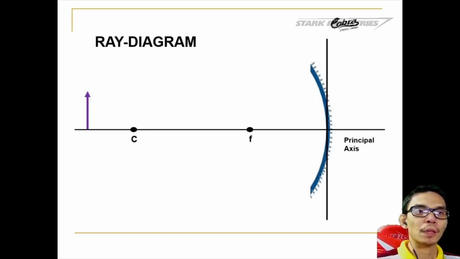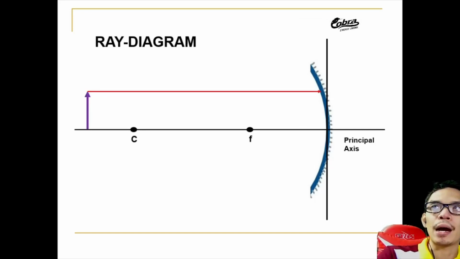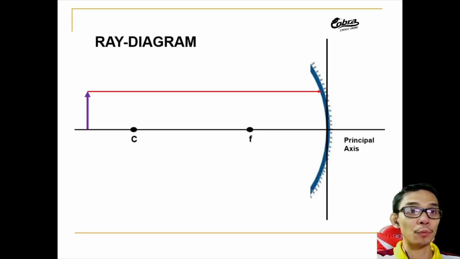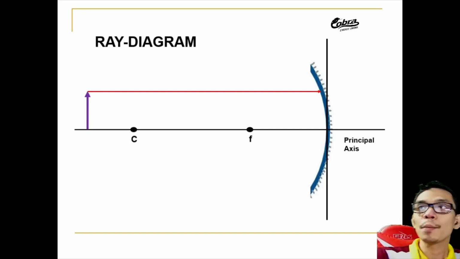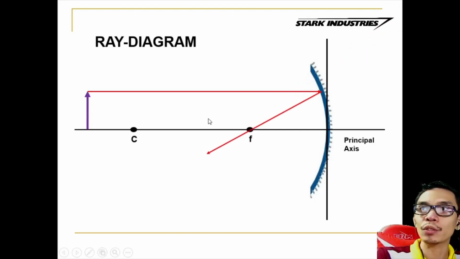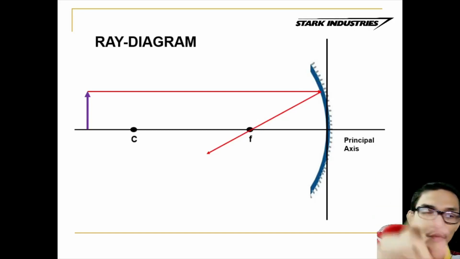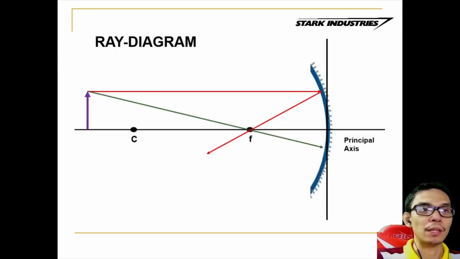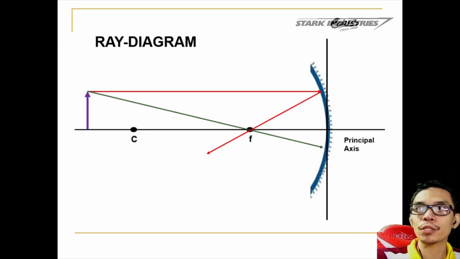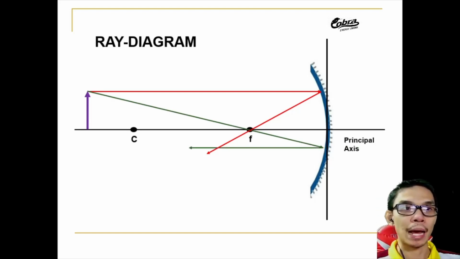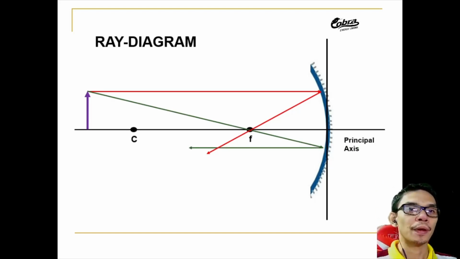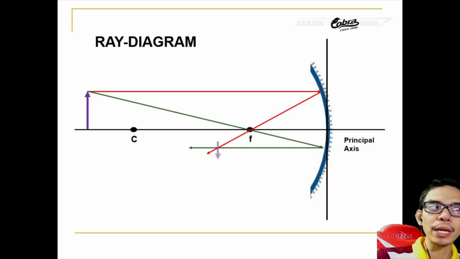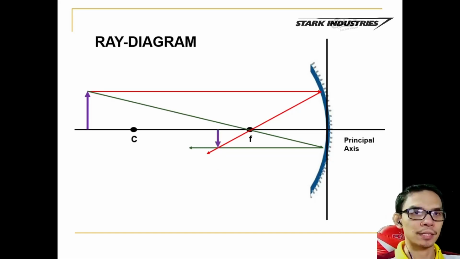Now to start our ray diagram, the first ray is called the principal ray, which goes parallel to the principal axis, then goes to the focal point, like so. The next one is the focal ray, which goes to the focal point and then comes out parallel to the principal axis, like the one you see there. And we draw the image something like this.